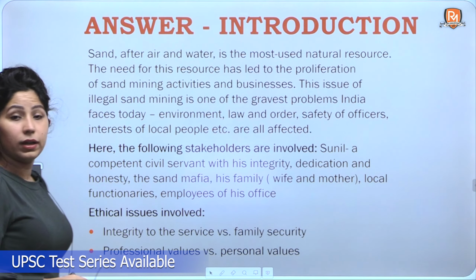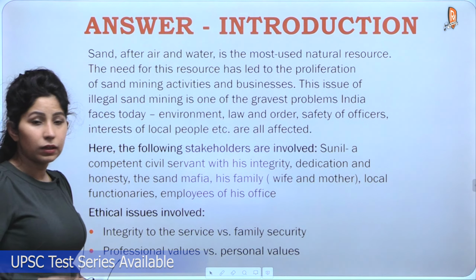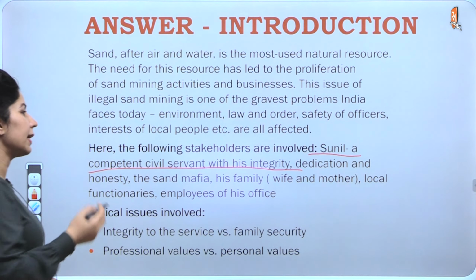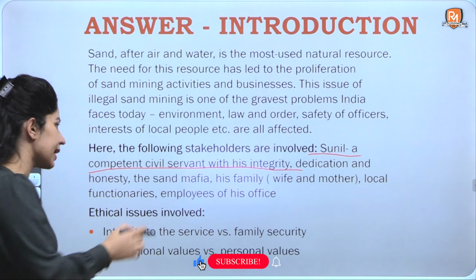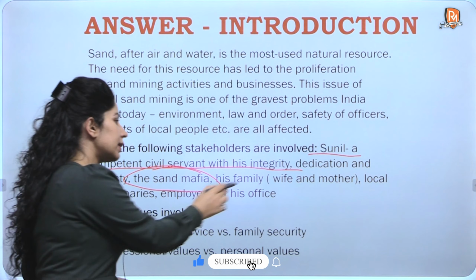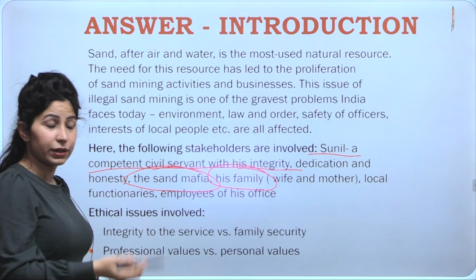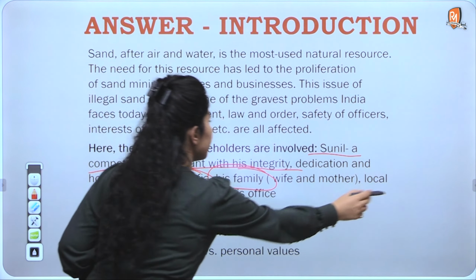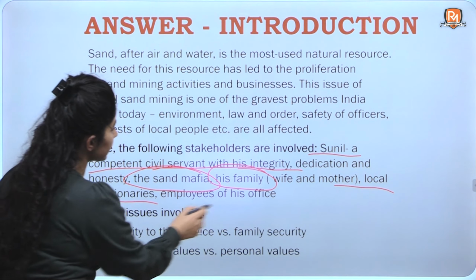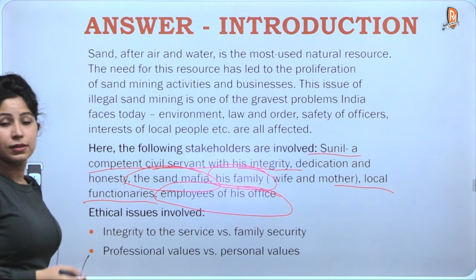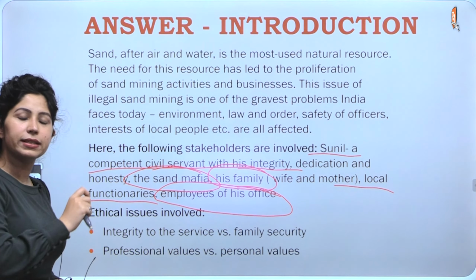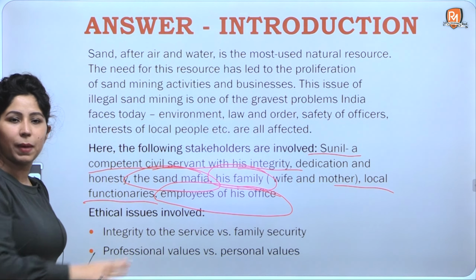Here are the following stakeholders that are involved. So what are the stakeholders? The first stakeholder is Sunil, who is a competent civil servant with integrity, dedication and honesty. The second is the sand mafia. The third is his family, wife and mother, who have been threatened. The fourth is local functionaries. Fifth is the employees of his office. So these are the stakeholders. Briefly just list them down or state them in a paragraph.